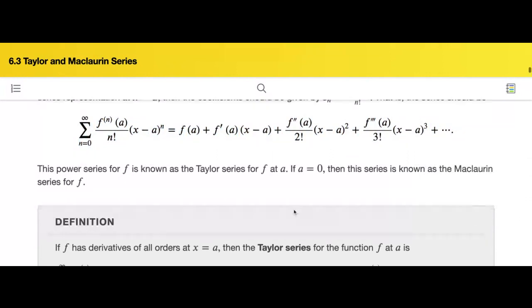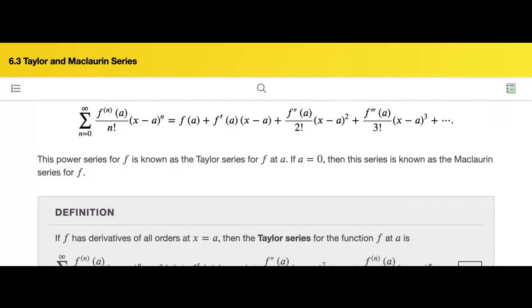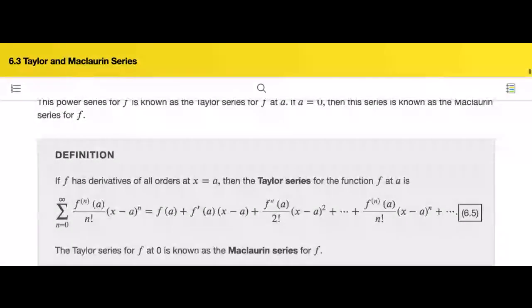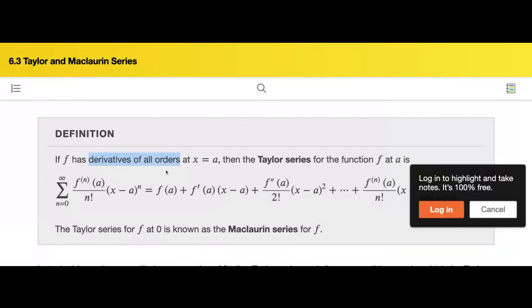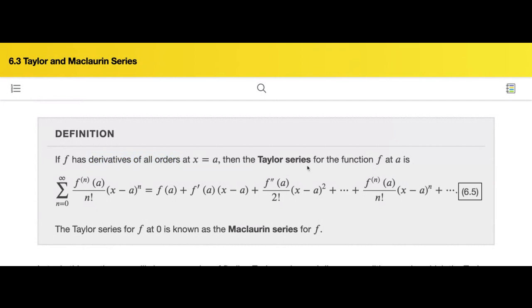All right, now with this, we can define the Taylor series. If f has derivatives of all orders at x equals a. If the derivative does not exist at x equals a, we won't be able to talk about f's nth order derivative, right? So we have to have this condition. Then the Taylor series for the function f at a is this.